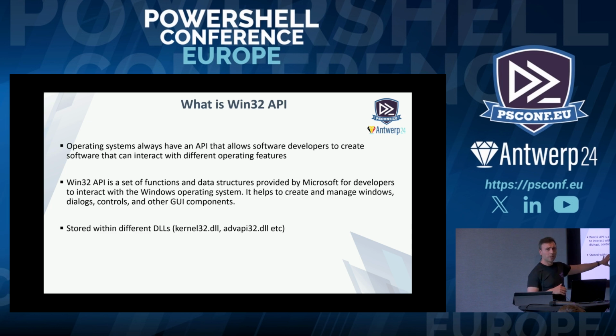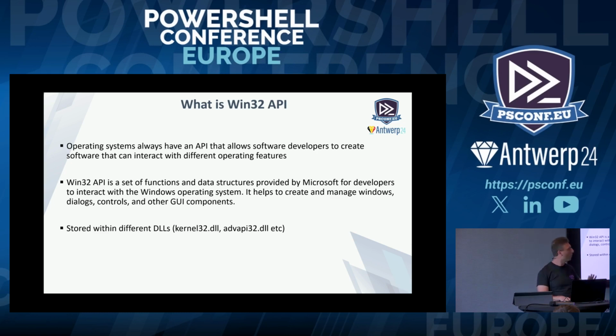Are you aware of Win32 API? Did you hear this word before? Anyone use that really? Not that bad. So you use API calls. When developers want to do something on your system, of course they use an API. In Windows, when you want to make any changes, you will use Win32 API. That's a set of functions and data structures provided by Microsoft for developers to interact with the operating system. They are stored in different DLLs, like kernel DLL, advanced API DLL, and so forth. There are a number of them, and it doesn't make sense to show you all of them.